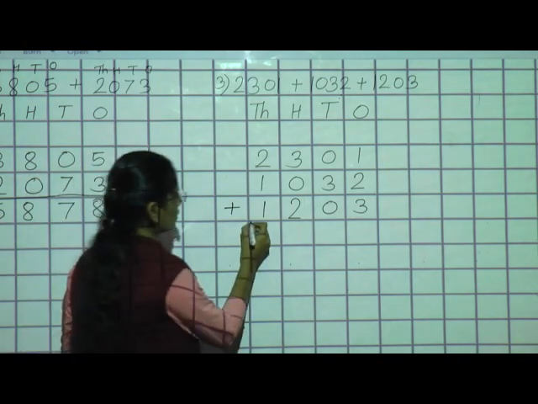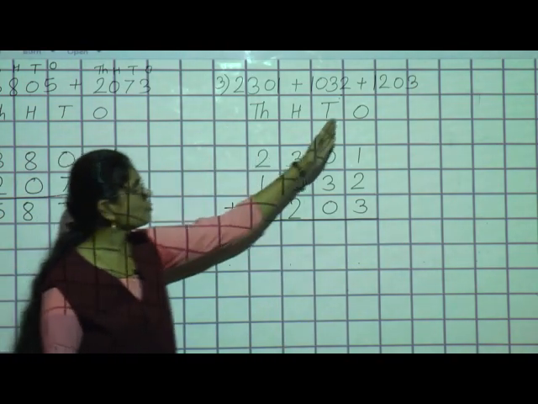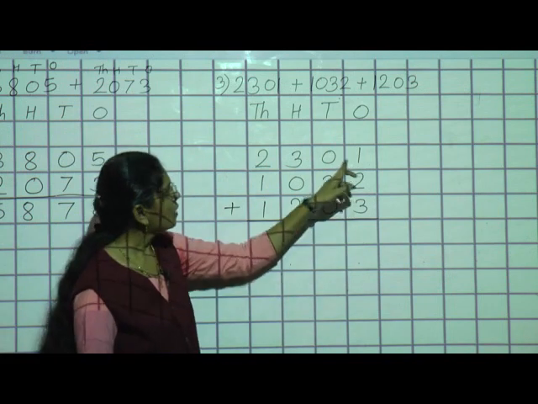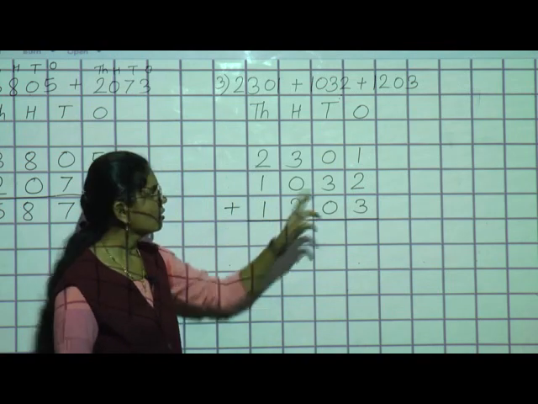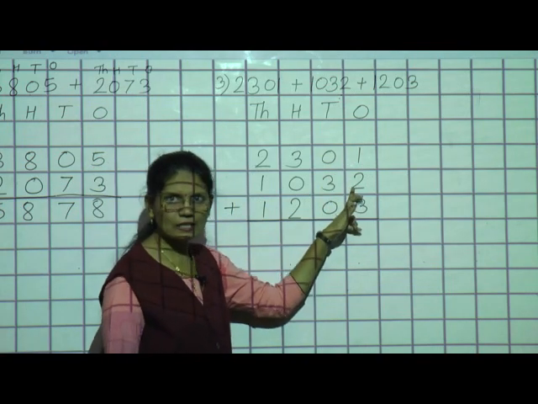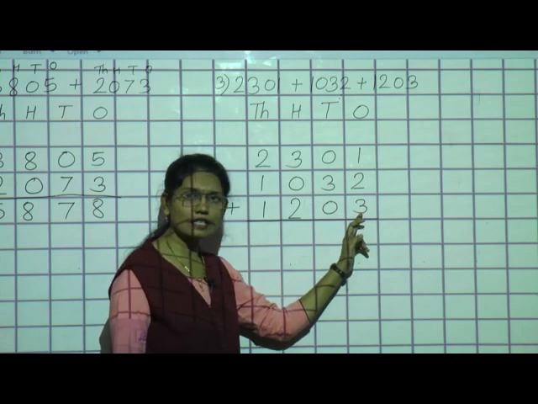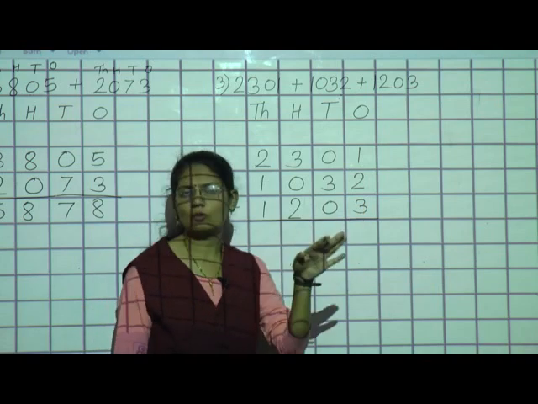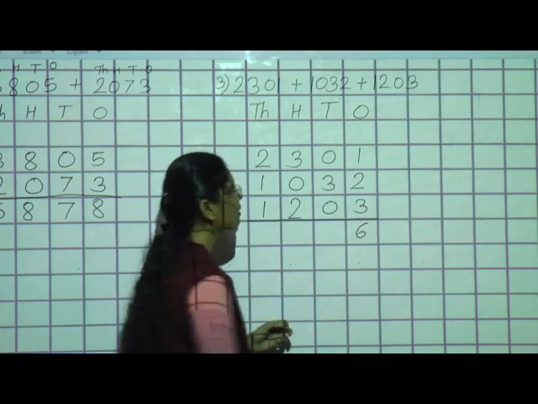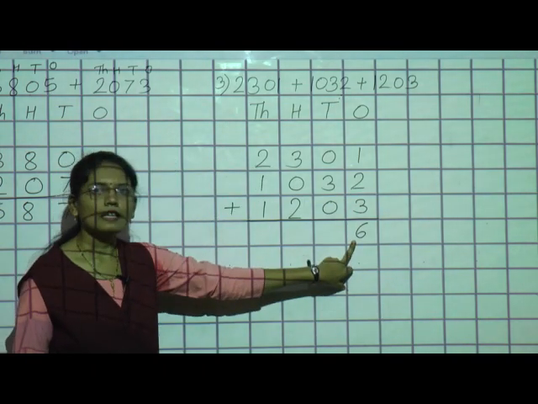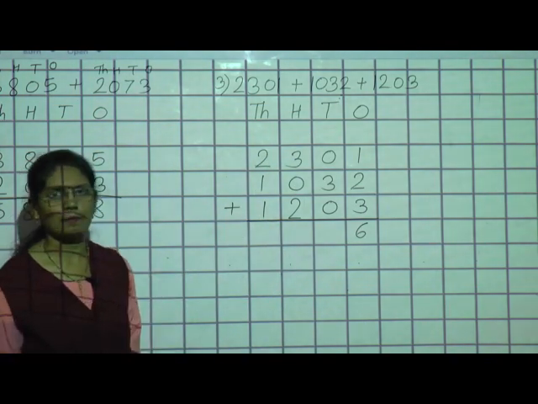Okay, then all together we will put this ones place digit. 1 plus 2 plus 3. Now 1 plus 2, it is very easy. 1 plus 2, 3. Now 3 plus 3, after 3 count again 3 fingers, 4, 5, 6. So how many ones are there total? There are 6 ones.